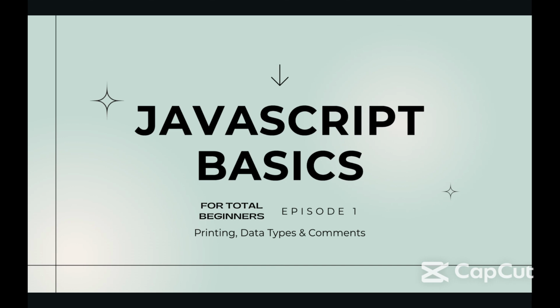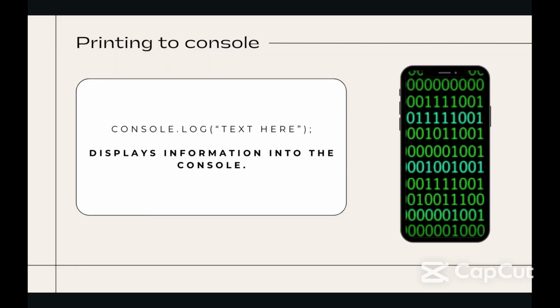Let's jump right in. In JavaScript, if you want to display something, like a message, number, or result, you use the console.log function. It's built in and it sends information to the console, which is like a behind-the-scenes display for developers. You can use console.log with pretty much anything: text, numbers, or even the result of math.